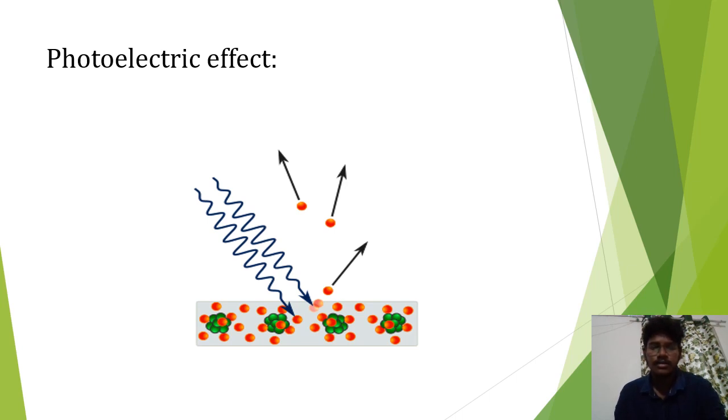So here the blue are light rays which have been absorbed by the metal, and after absorbing the light, the metal surface will emit electrons outside, like we can see the red particles coming out from the metal. So this phenomenon is called the photoelectric effect. This is about the photoelectric effect.